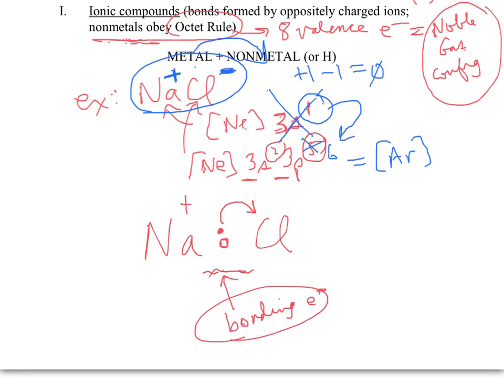I'm going to use a circle, and I'm going to put one and pair it up with that electron that's coming over from the sodium. And then I'm going to put in the remaining 6 valence electrons in pairs and just arrange them around the symbol of my chlorine atom.